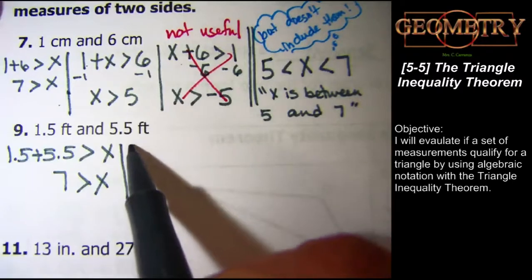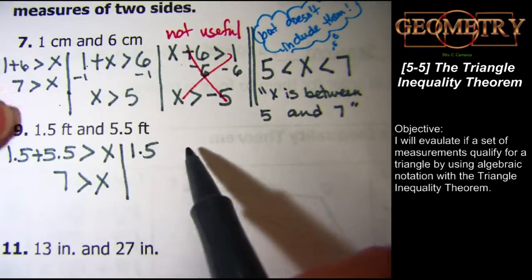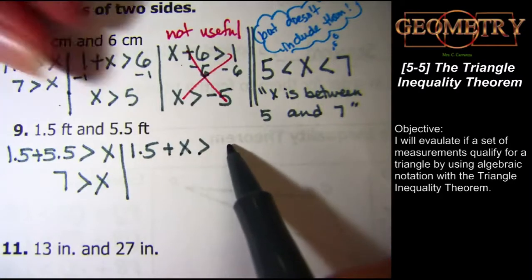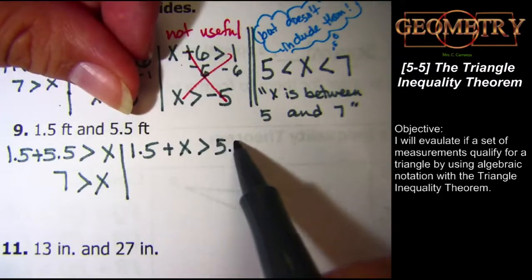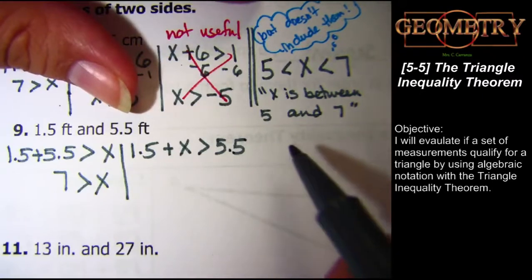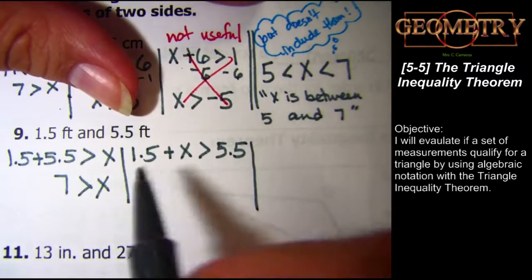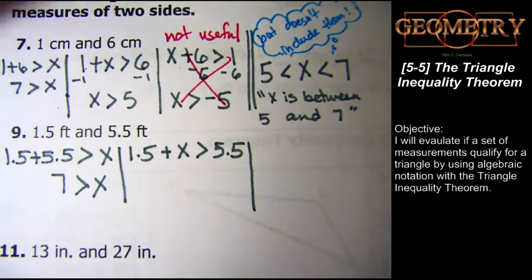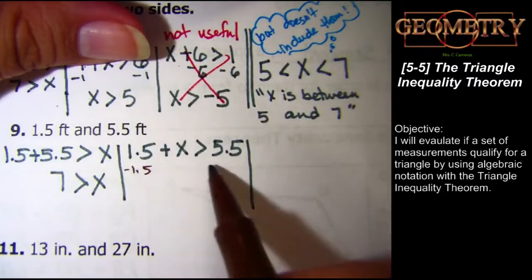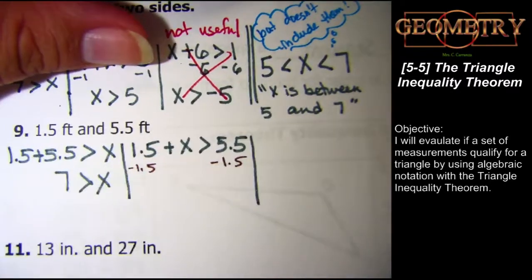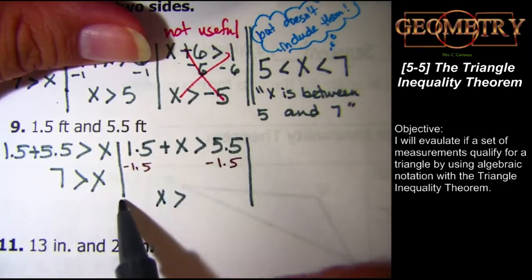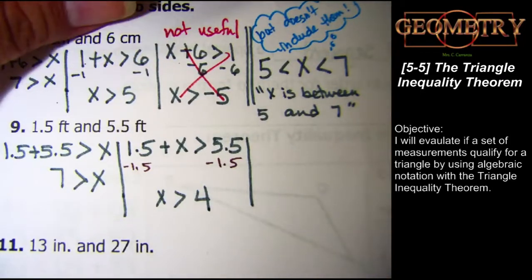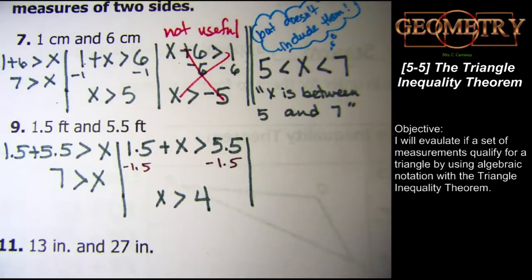All right, let's do the 1.5 foot, this first one. Add it to our mystery length, and it's going to be greater than the second side I had. Okay, subtracting 1.5 from both sides. X is greater than 4. Okay, so you're definitely going to ask for a stick that's bigger than 4 feet.